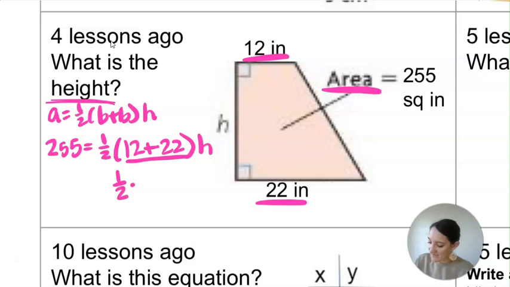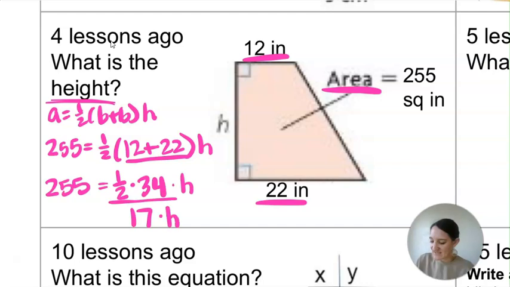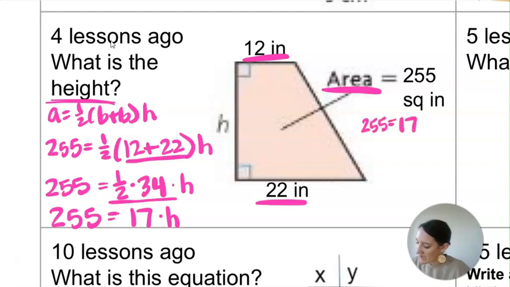So now I have half of 34. I have a lot of kids that think that 34 is the answer. It's not. Or I'll have kids get 17 right here and say that 17 is the answer. It's not. We've got to figure out what H is. H is our height. So I'm going to write it over here, and we are going to solve for H. I want to know what the height is.